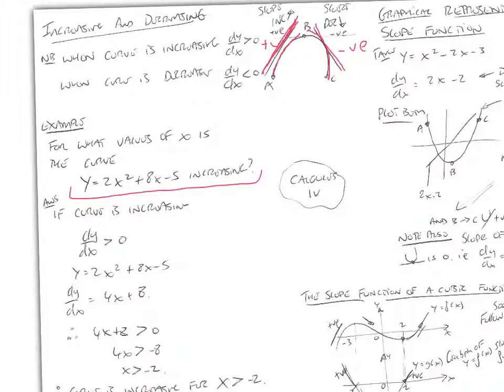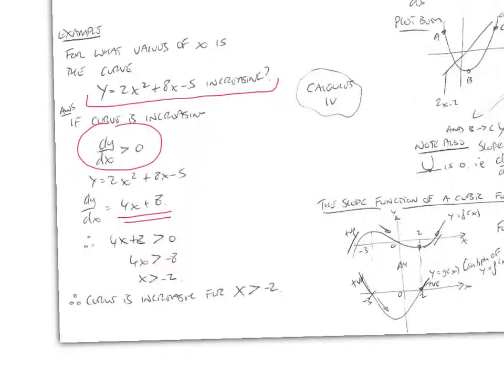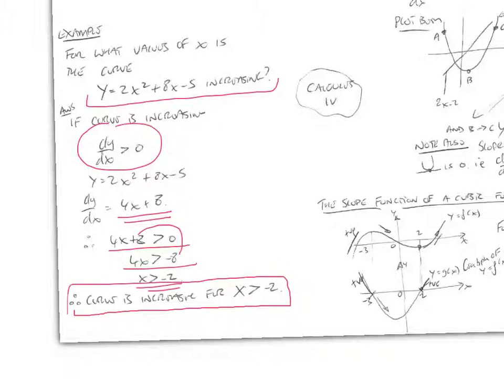Okay, so if the curve's increasing, dy/dx is greater than 0. Okay, so y equals 2x squared plus 8x minus 5. dy/dx equals 4x plus 8. And that means that 4x plus 8 is greater than 0. 4x is greater than minus 8, because it crosses over the bridge. So x is greater than minus 2. This curve is increasing for all values of x that are greater than minus 2.